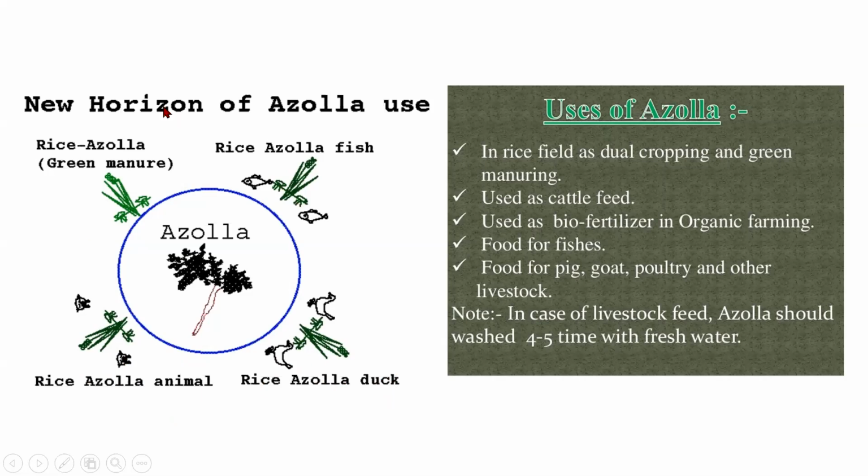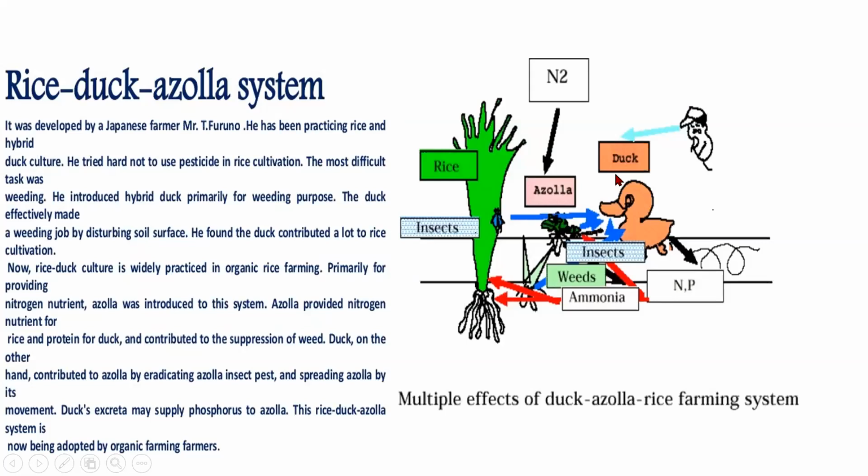So azolla offers a very comprehensive benefit. It protects the soil, it protects the water. You can grow a plant as well as an animal, poultry, with azolla. That is what is called dual cropping. And it is used as a cattle feed, as a biofertilizer, as fish food, and food for pig, goat, poultry. So that's what I told you. When it is used as a feed, it must be washed with fresh water. So this is what is called the rice duck azolla system.